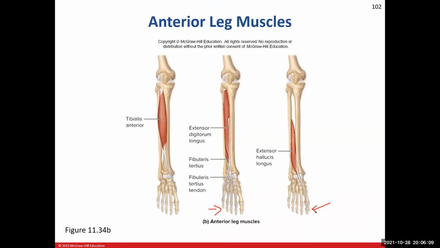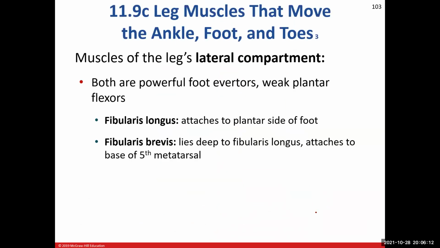All right, let's talk about the lateral compartment. It's really easy because there are only two muscles there. Their job, because they're on the lateral side of your leg, is to turn the bottom of your foot outwards. That is eversion. So they help to evert the foot. They will also help with some plantar flexion. In case you forgot what plantar flexion is, if you're standing there in the anatomical position and I say, try to stand up on your toes, and point your toes down towards the floor, that's plantar flexion.